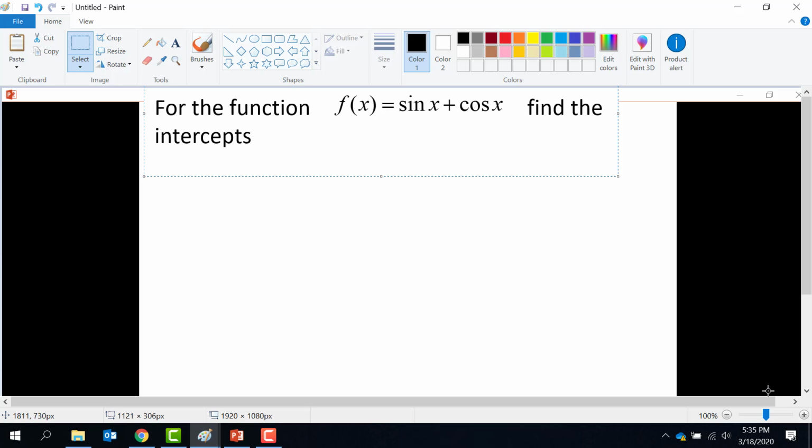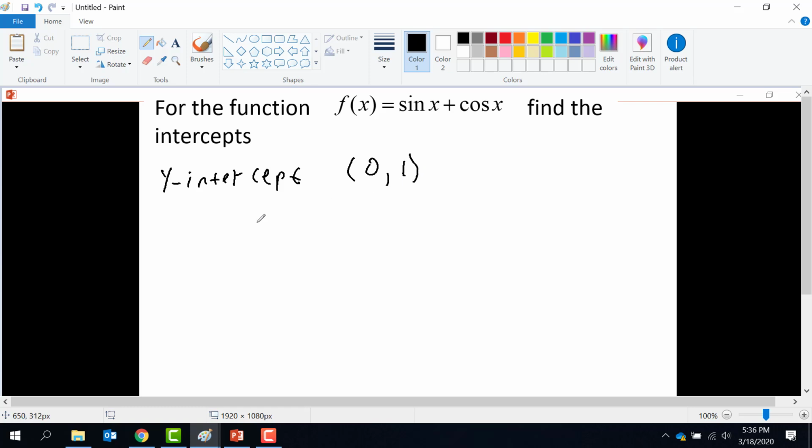Okay, so now we're going to find the intercepts. First, always easiest, the y-intercept. For the y-intercept, we substitute in 0 for x, and the sine of 0 is 0, and the cosine of 0 is 1. So we have the point (0, 1) as my y-intercept.